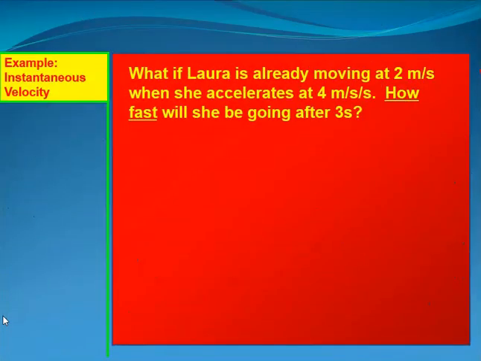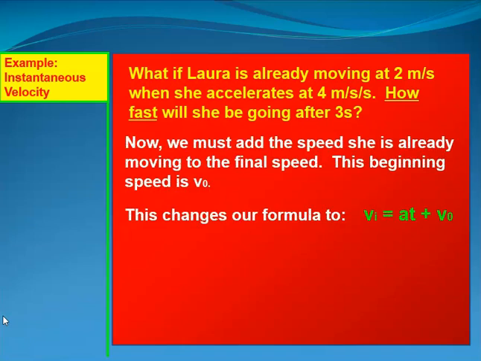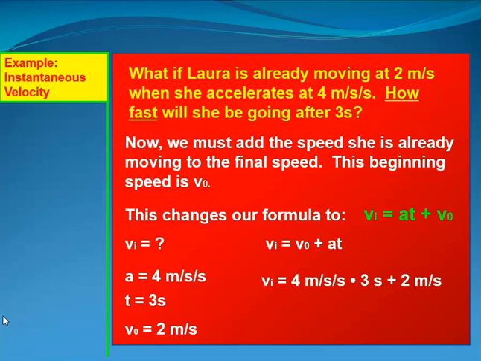What if Laura is already moving at 2 meters per second when she accelerates at 4 meters per second squared? How fast will she be going after 3 seconds? So now we must add the speed she is already moving to the final speed. This beginning speed is V0. This changes our formula to Vi equals acceleration times time plus initial velocity. So there you got the formula, and you add the initial velocity there. So you add the 2 meters per second to the 4 times 3, and now she's going 14 meters per second.